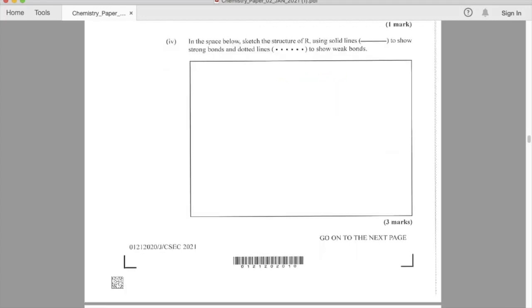In the space below, sketch the structure of R using solid lines to show strong bonds and dotted lines to show weak bonds. So we want to sketch the structure of graphite, and this is one of my favorite things to do. If you're not careful, you can just go on and on doing this. So we will have hexagonal rings of carbon atoms where each carbon atom is bonded to 3 more. I'm not going to draw too many. We don't want to get carried away. So that's one layer. We want to show that the solid lines are showing the very strong covalent bonds.